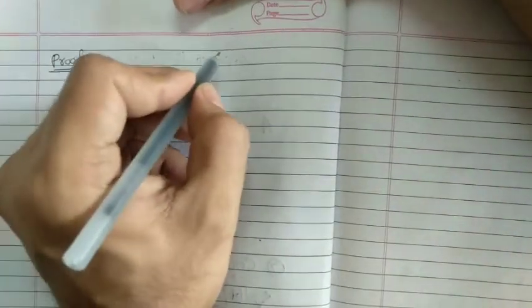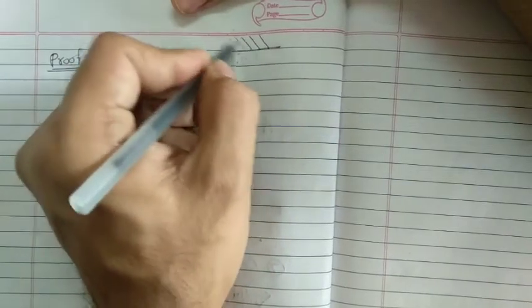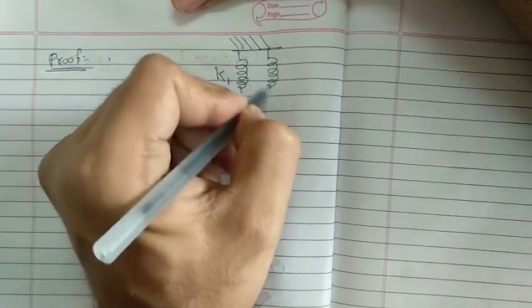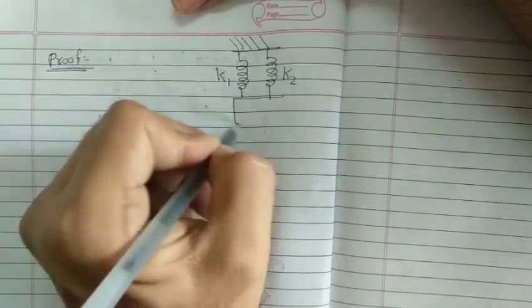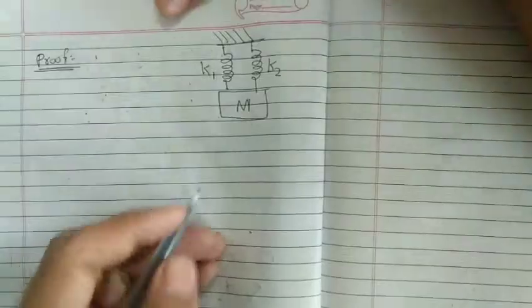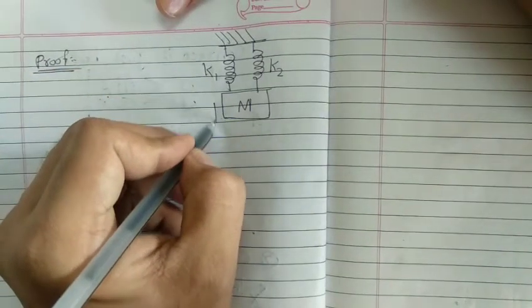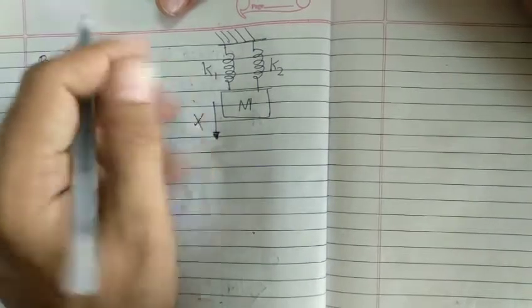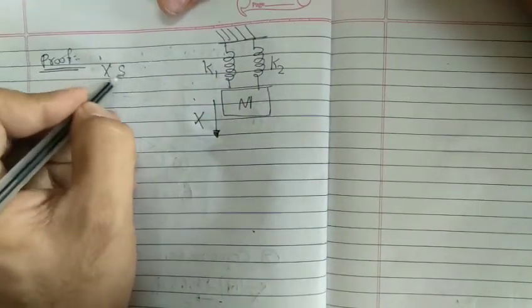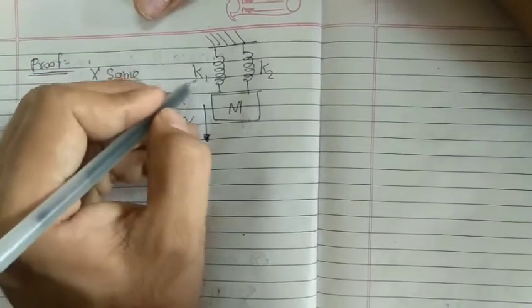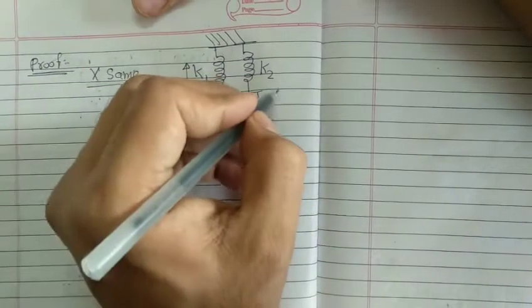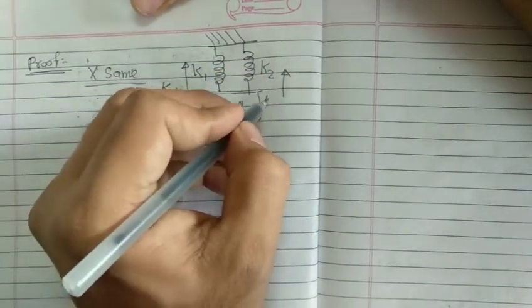For proving this formula, I am taking a case of parallel springs. One spring constant is k1 and the other spring constant is k2. This is a case of parallel springs, right? Now as I told you, suppose this block goes down by x meters. Both springs will stretch by the same x. In the first spring, the restoring force produced will be k1x, right? In the second spring also the restoring force produced is k2x, right?